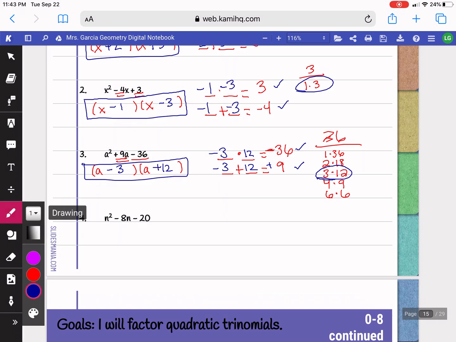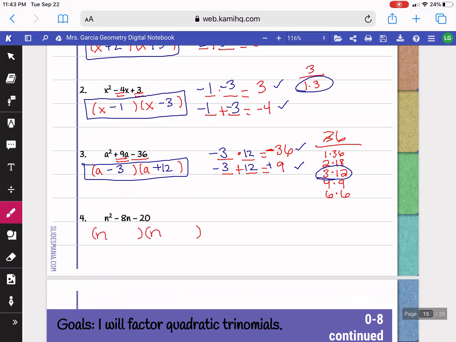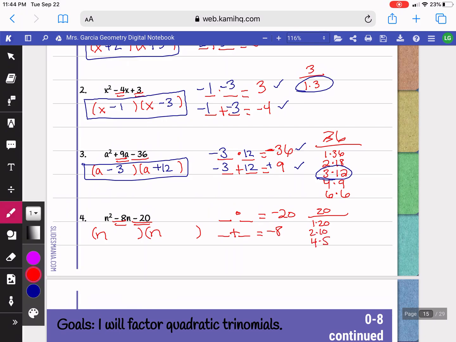On the last one here, I'm going to set up my factors. So my parentheses, this time we're going to use the letter n. And now I can do my blanks. The first one's going to equal negative 20. And the second one, the one with the addition, is going to equal the negative 8. I'm going to make a list of numbers that multiplies to 20. So again, I don't worry about the negative yet. So 1 and 20, 2 and 10, 4 and 5. And now I need to choose which pair from that list will add or subtract to give me an 8. Well, if you subtract 10 minus 2, you get 8. So I'm going to use 2 and 10 for my pair.